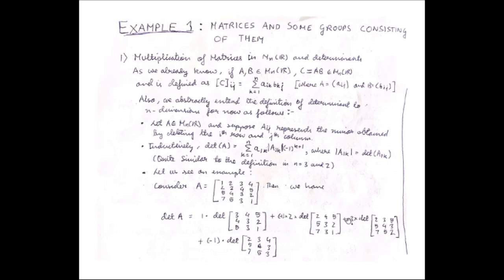Similarly, we go on adding other determinants, and this determinant of A is basically inductively the sum of some multiples of the determinants of these matrices. And you can find these. You already know it for 3 cross 3.